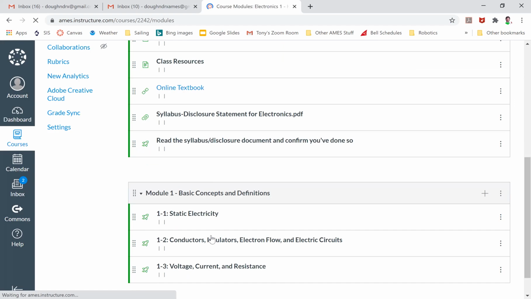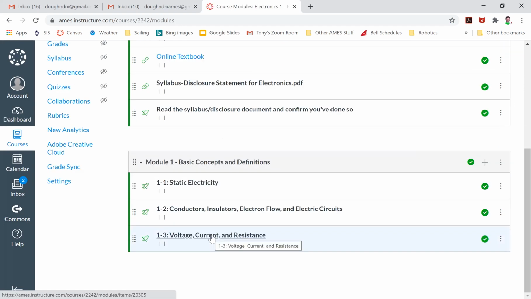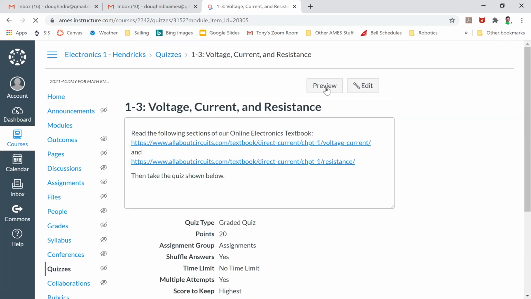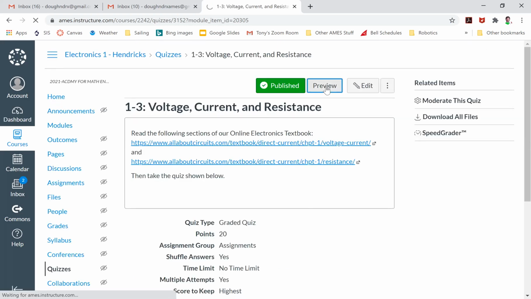Tonight's assignment is this one, 1-3, voltage, current, and resistance. If you go into Canvas and click on this, it'll take you to a page that looks like this, except yours will look slightly different. Let me click on preview. That way it'll look a little more on my screen like it does on yours.